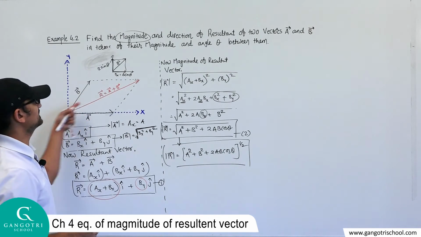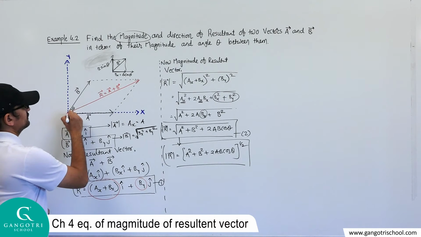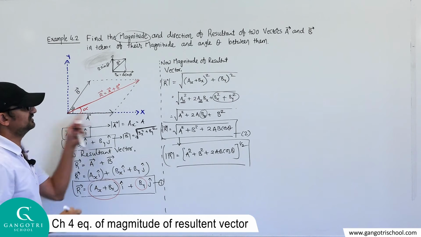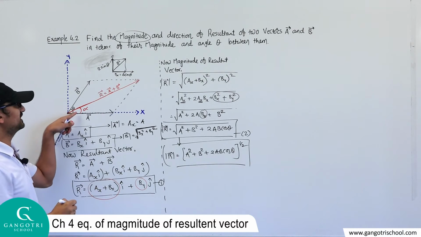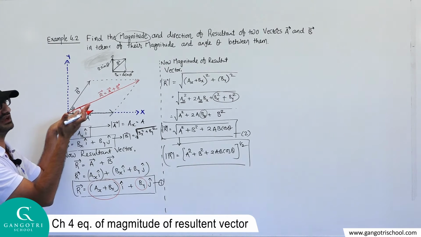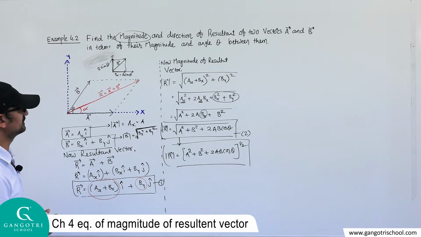Now we would like to find the direction also. Direction means, let's assume, this resultant vector makes an angle alpha with the x-axis. So let's find the angle alpha. How much angle does that resultant vector make with the x-axis? It represents the direction of the resultant vector.